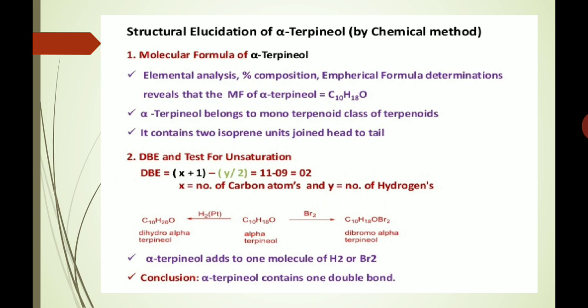Second point is the presence of a double bond. The double bond equivalence and the test for unsaturation are used to ascertain the presence and number of double bonds. Its double bond equivalence comes out to be 2, and as we can see in this reaction, alpha terpineol adds one hydrogen molecule on catalytic reduction to form dihydro alpha terpineol, and on bromination it yields dibromo alpha terpineol. From these 2 points we can conclude that alpha terpineol contains one double bond.